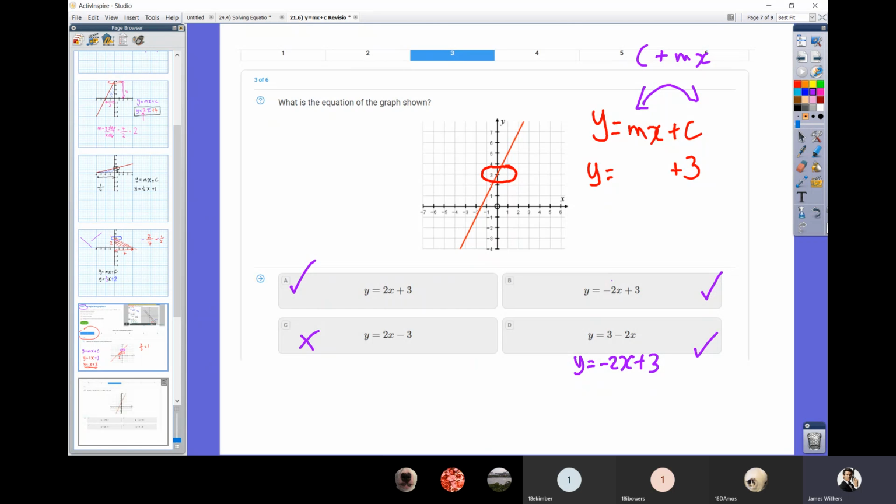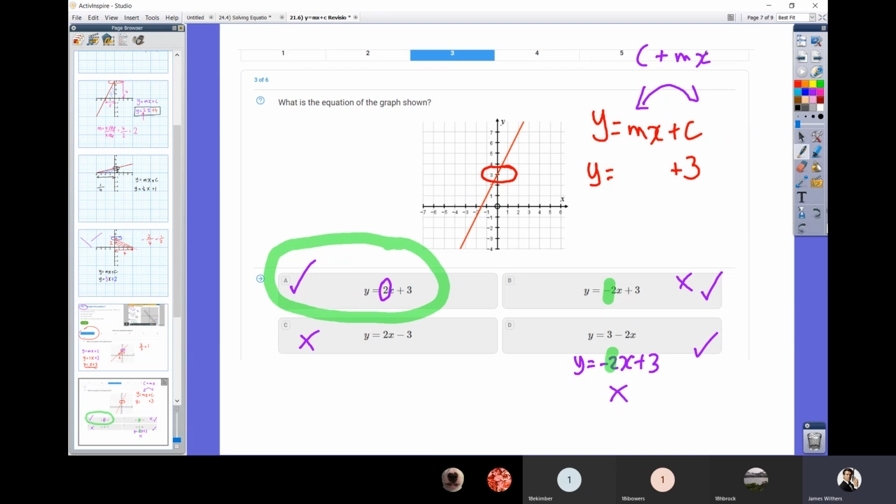Now, look at the slope. It's going upwards. What does that tell us about the gradient? It must be positive. That's positive. That is not positive. And that is not positive. Those gradients are negative, and that one we'd already rejected. So even before I work it out, the only answer this could be is answer A. But let's go and work it out properly, ignoring the answers at the bottom.